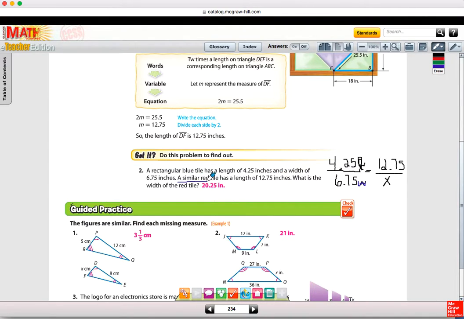So a similar red triangle has a length of 12.75. Notice my 12.75 is in the numerator because that's where I had my other length. Okay, if you were solving for the width, you'd want to make sure and have it in the denominator. When you cross multiply and divide, you get 20.25 inches.